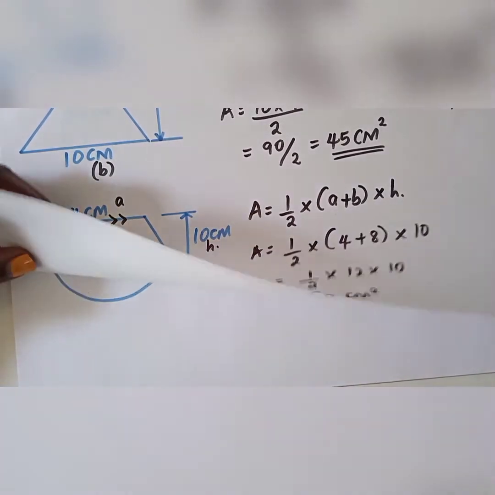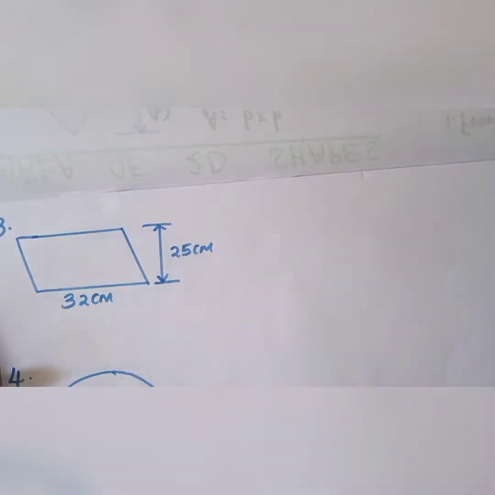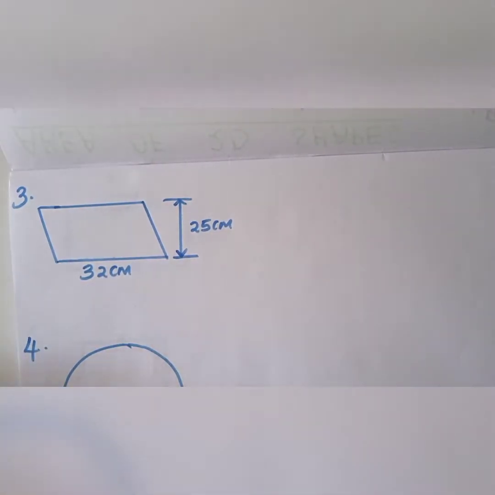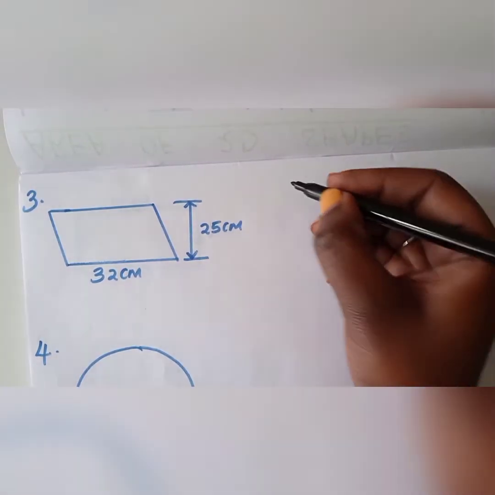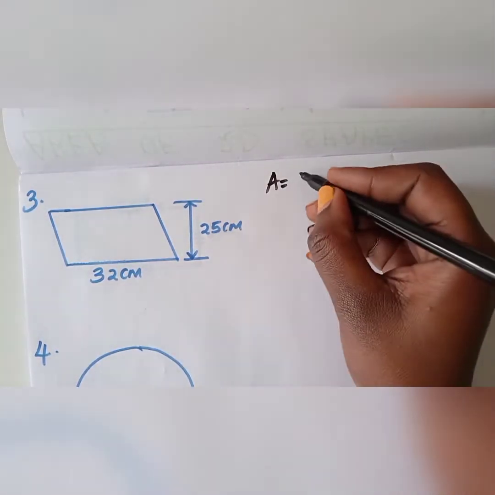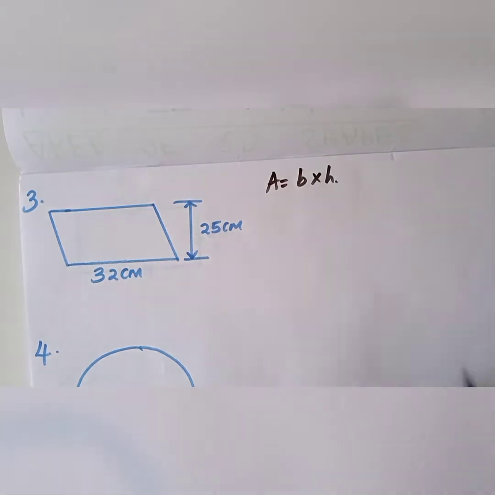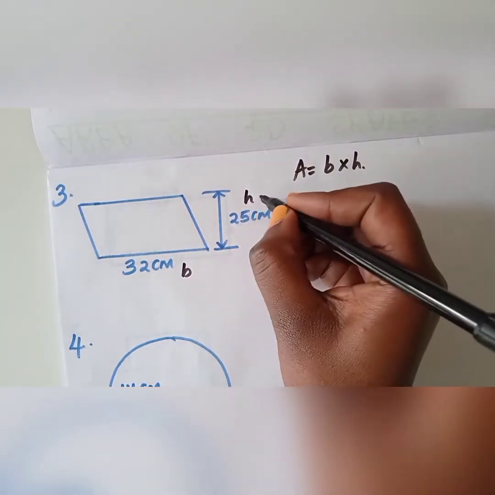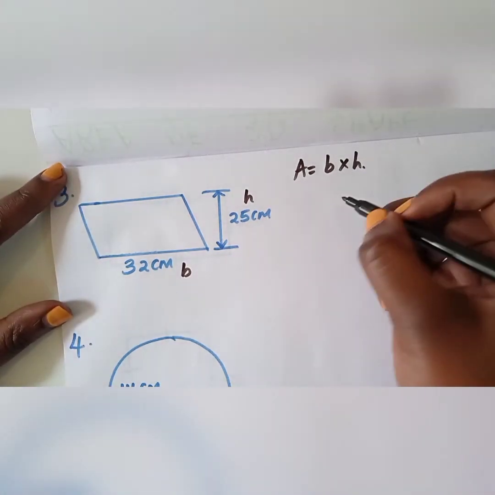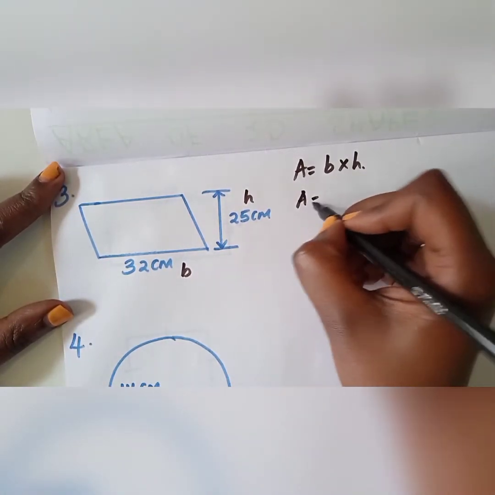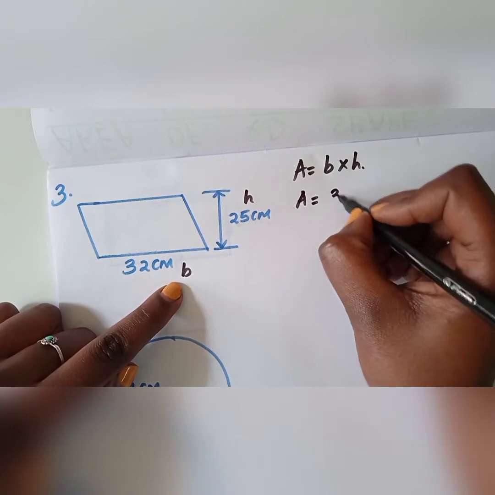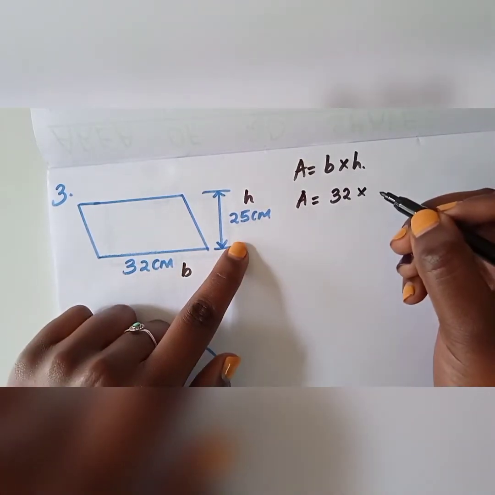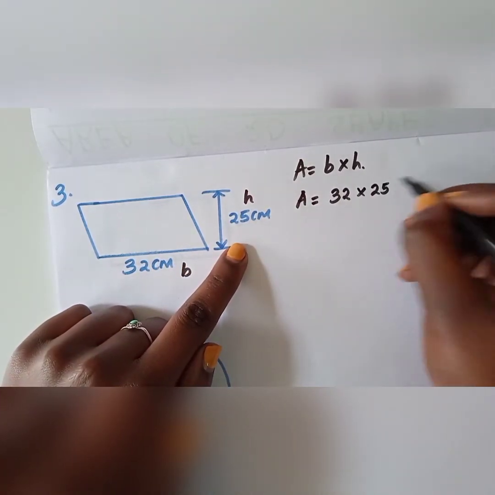So that's trapezium. Now the next one we'll be looking at is a parallelogram, and area of a parallelogram equals B times height. Our B is the base and the height is the H. So time for substitution now. Area equals, B is 32 and H is 25.